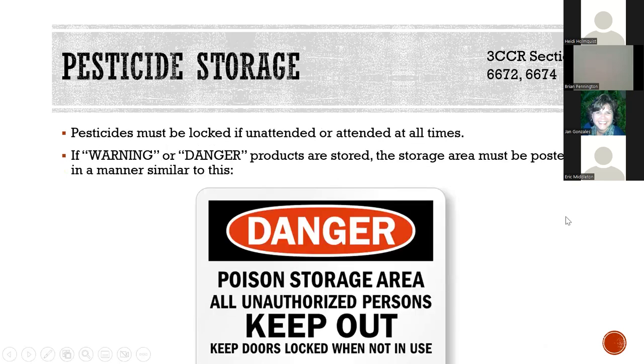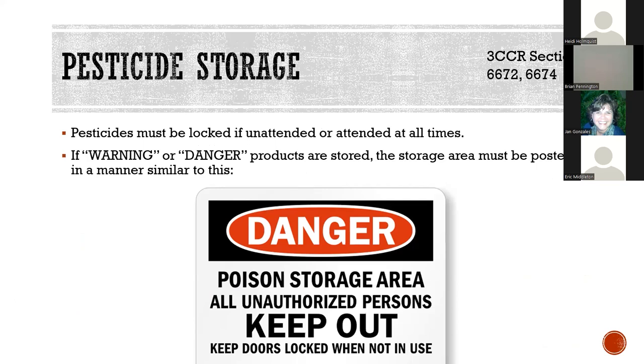All right. Pesticide storage. So pesticides must be locked if unattended, or attended to at all times. So if you're in your truck and, for example, you're a structural business or something like that, you're just in front of the house filling up your backpack sprayer. If you can still see your truck, that's totally fine. You're still attending to it. You can see it. You can tell if someone's acting a little sketchy around your truck. You tell them, hey, shoo, go away.